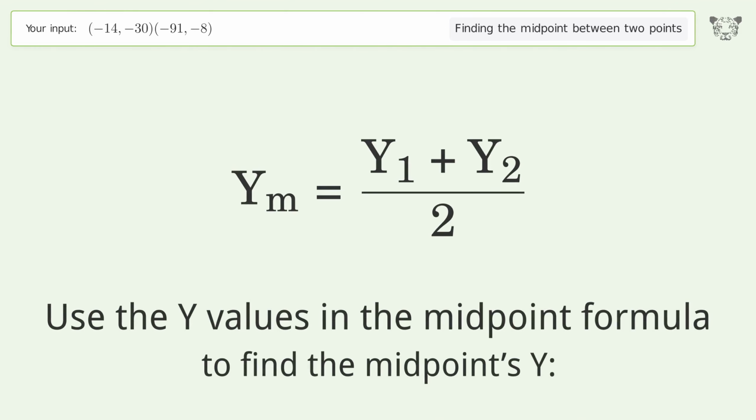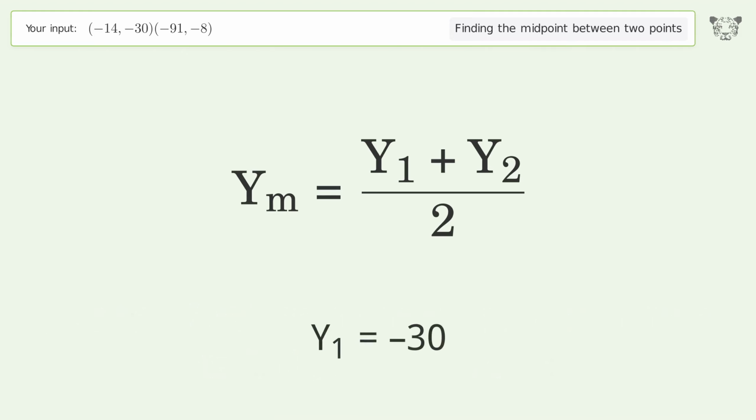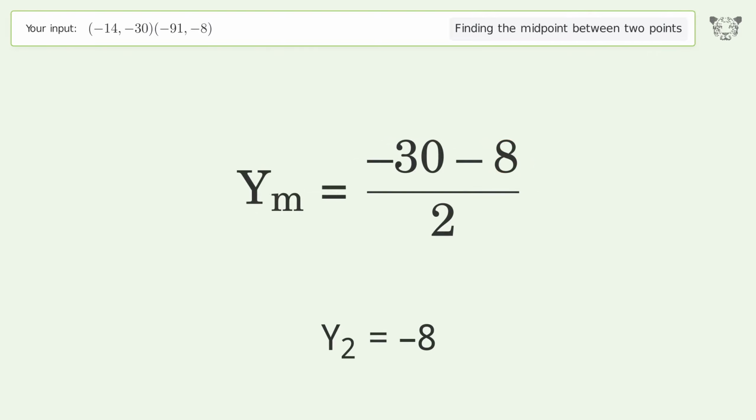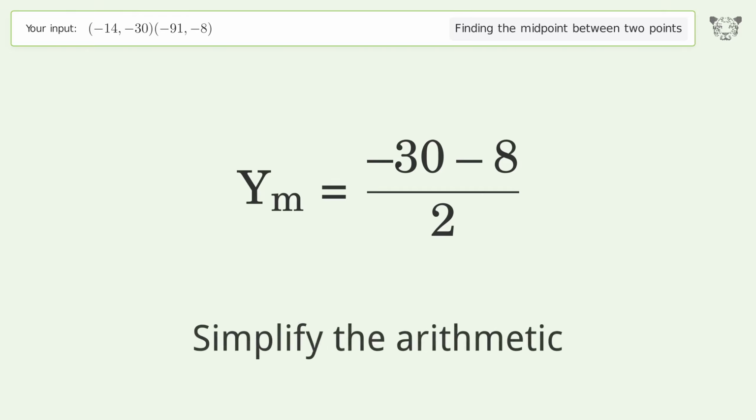Use the y values in the midpoint formula to find the midpoint's y. y1 equals negative 30. y2 equals negative 8. Simplify the arithmetic.